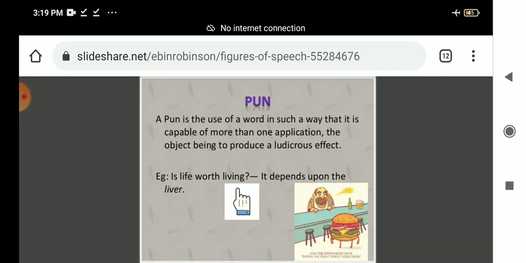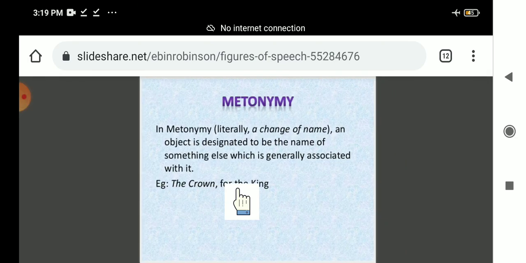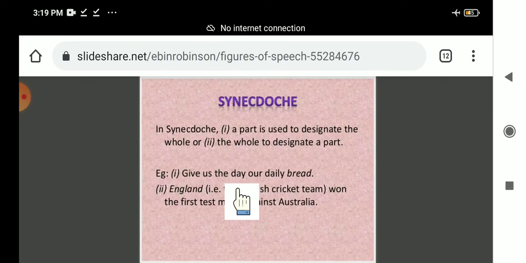Then comes the figure of speech pun. Then comes metonymy and synecdoche. Synecdoche is also one of the important ones. What does it say? First, a part is used to designate the whole, or second, the whole to designate a part. For example, 'Give us this day our daily bread.' Second, 'England, that is the English cricket team, won the first test match against Australia.'